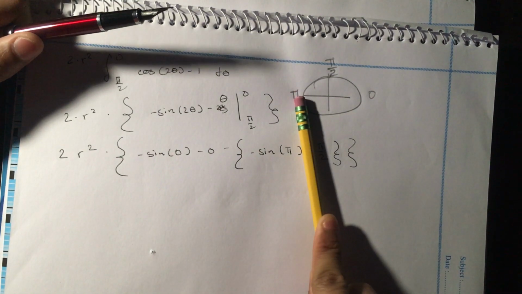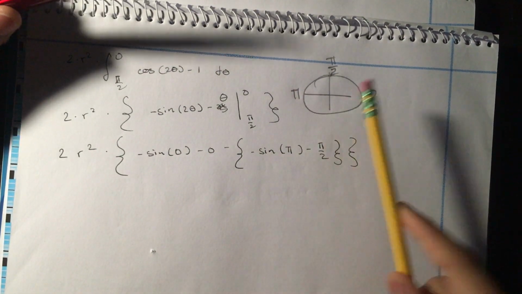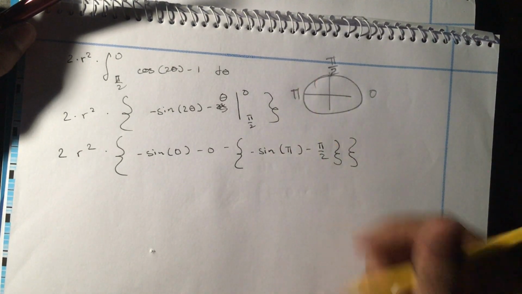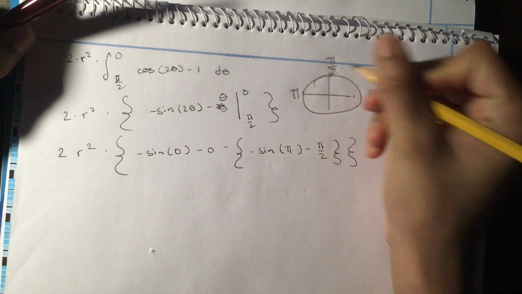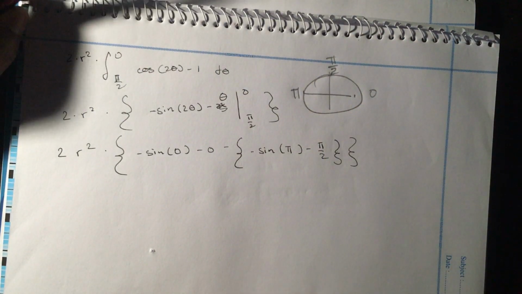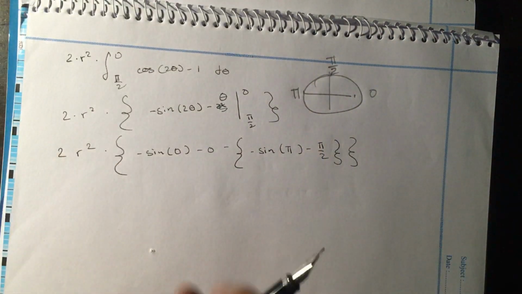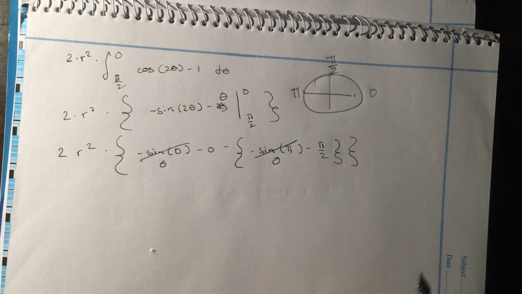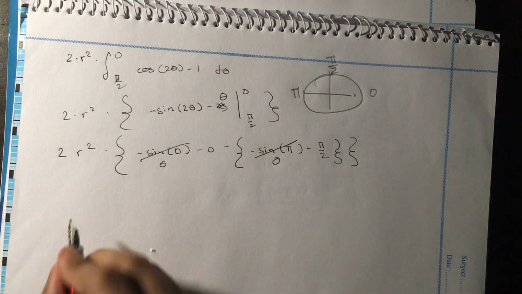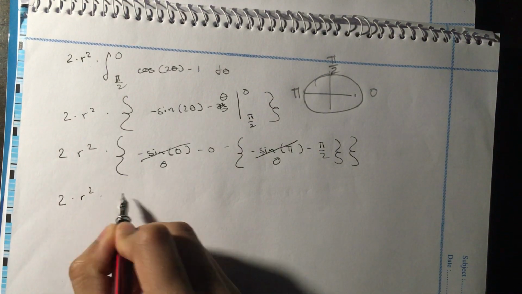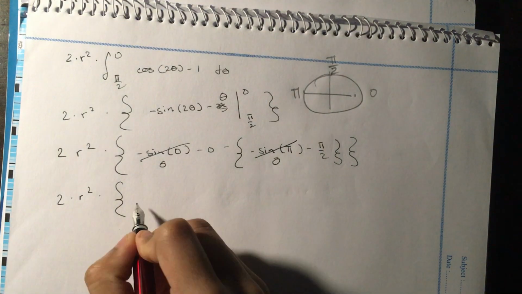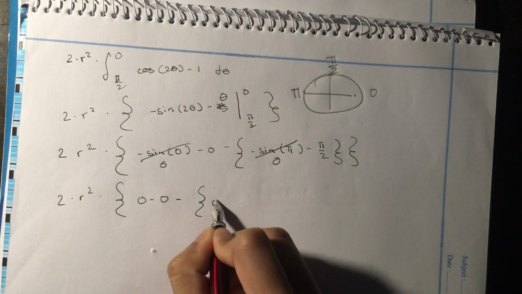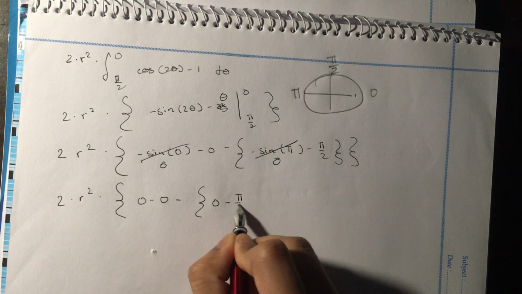Alright, sine of 0. Well, that's 0, right? Sine of pi. That's again 0. The heights don't exist, so they're 0. Alright, we literally just solved all the hard parts. This is a 0, and that's a 0. The negative signs, of course, don't make a difference, right? So now we have 2 times r squared times 0, subtract 0, subtract 0, subtract pi over 2.